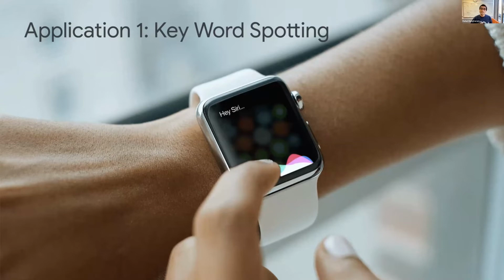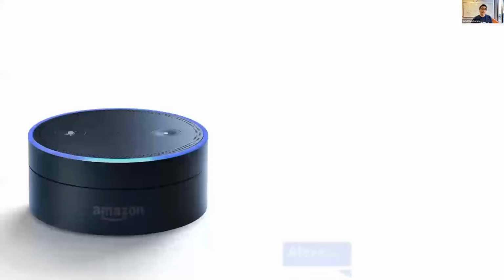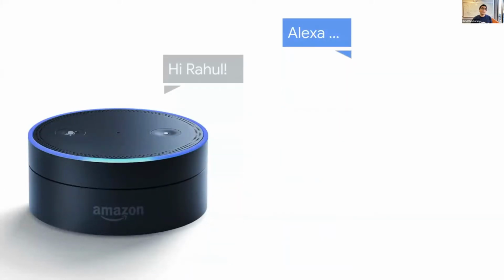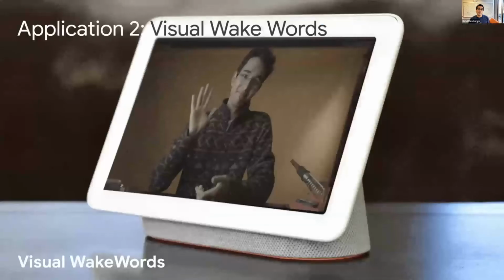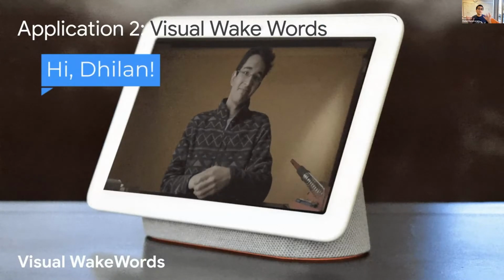And so application number one is keyword spotting. That's like when you say, hey Siri, or you're saying something like, Alexa, dim the lights. So how does this little embedded device actually understand this wake word, this keyword like Alexa or Siri or OK Google, and how do you actually get to program that with your own custom wake keywords on your own hardware, right?